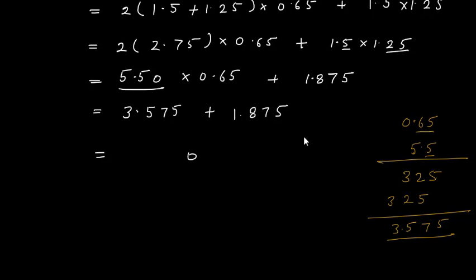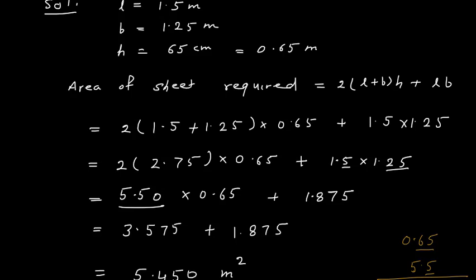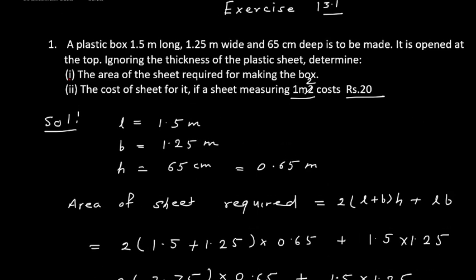Here after decimal I have 3 digit, here also 3 digit, so I will add 5 plus 5, 10, 7 plus 7, 14, 1 15, 1 carry, 8 plus 5, 13 plus 1, 14. 1 carry, 3 plus 2, 5. So 5.450. This much meter square will be the area. So unit better you write at last when you do complete calculations. So this is area of the sheet required.